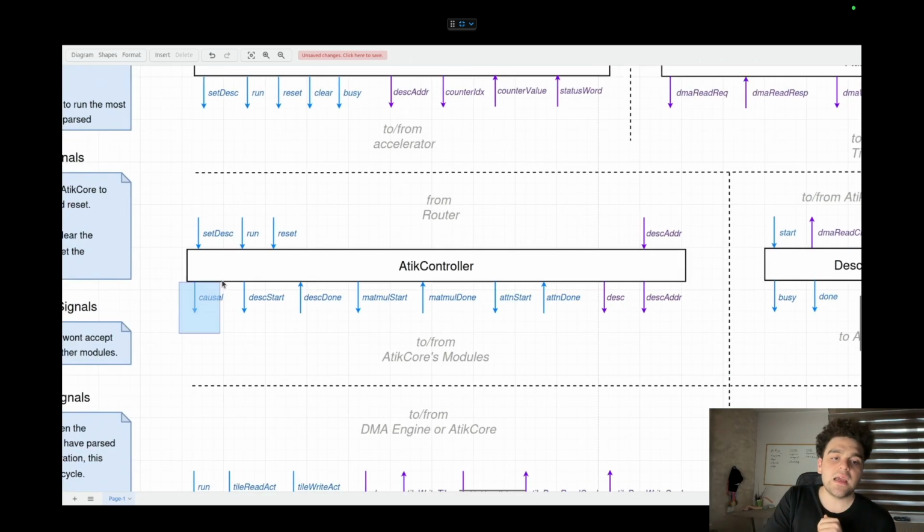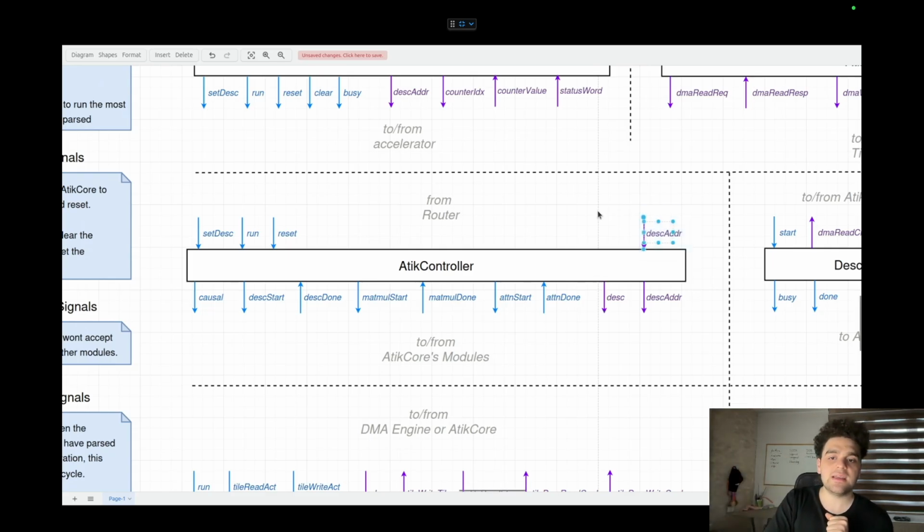We are passing a causality signal, which means that if we are doing an attention, it tells whether it is causal or not. Also, now we are passing the descriptor itself as a whole data bits for the accelerator to consume, so it doesn't deal anymore with the description address.